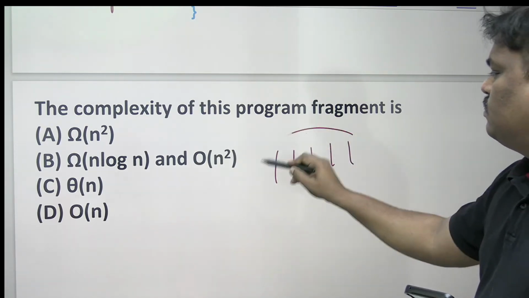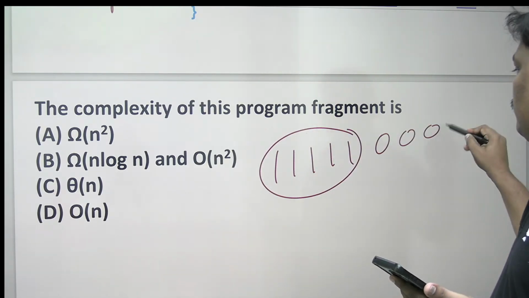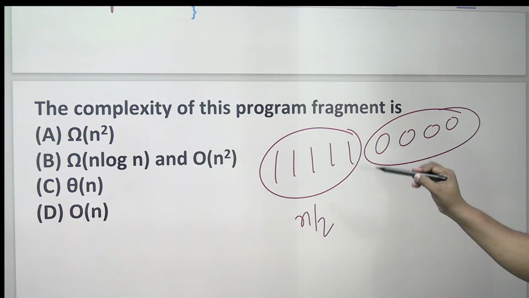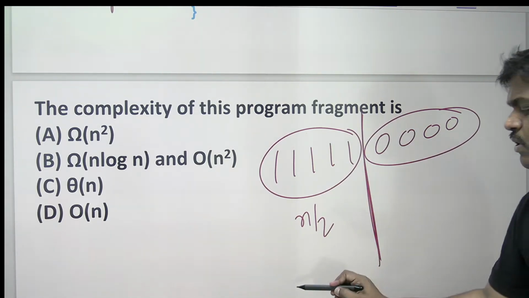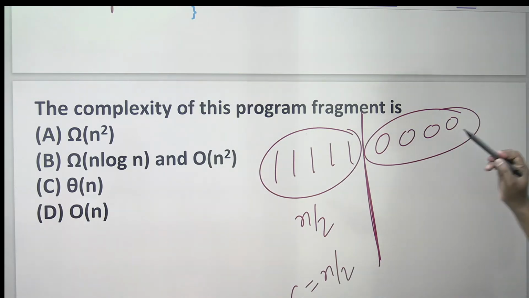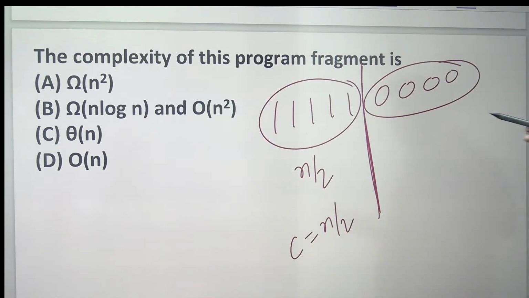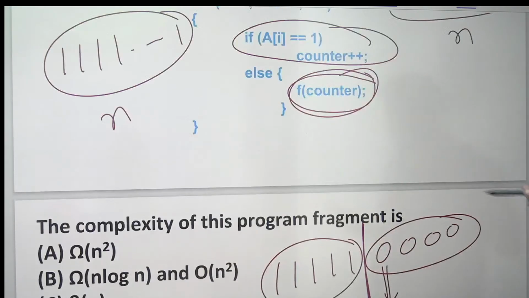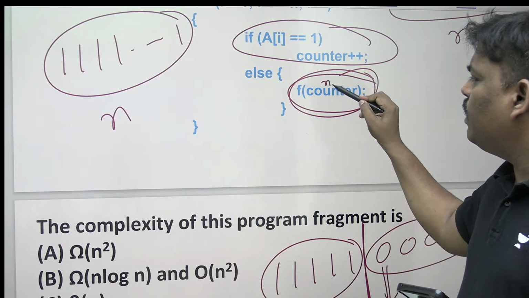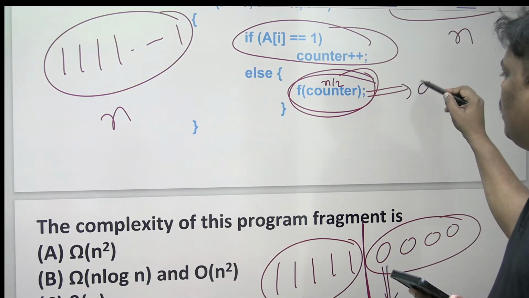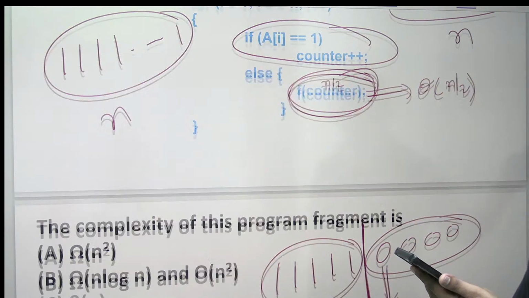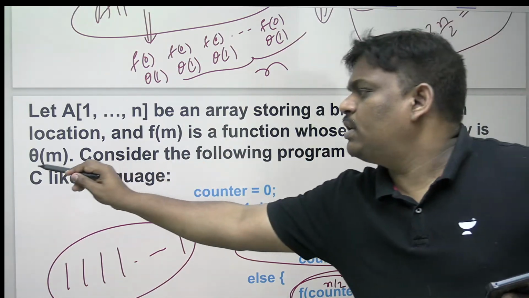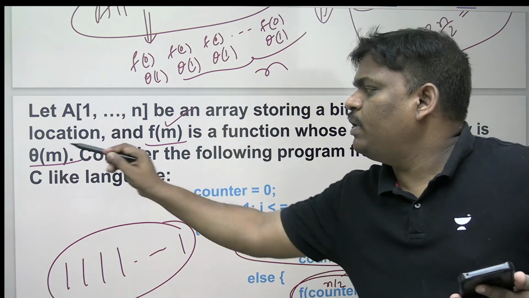Now see the story. Half ones, half zeros. So here every time the if condition is true for half, so n by 2. At the end of this, the counter value became n by 2. Now to this one, f of counter is n by 2, so f of n by 2, theta of n by 2. That's what he mentioned in the problem: f of m has time complexity theta of m. Whatever it is, same here.